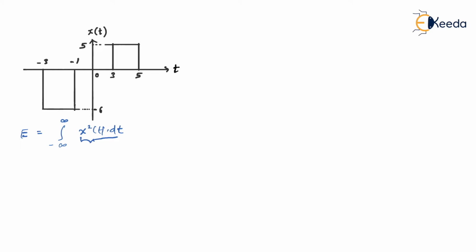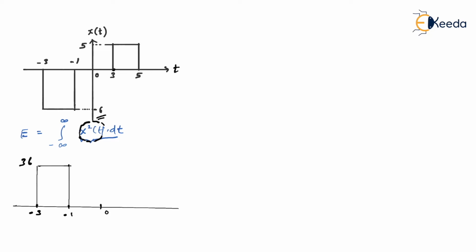So after squaring, that is x square of t, the signal will look like this. Let us talk about the duration from -3 to -1. What was the amplitude between -3 to -1? Just check graphically. The value of x of t was -6. So what is the square of the signal? Again, why are we squaring? Because the formula demands to square the signal. So after squaring, of course, -6 will become 36, that is positive 36. So negative amplitude will become positive amplitude, and the amplitude is 36.